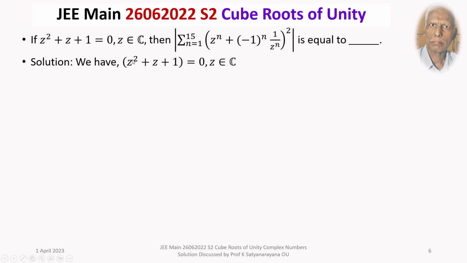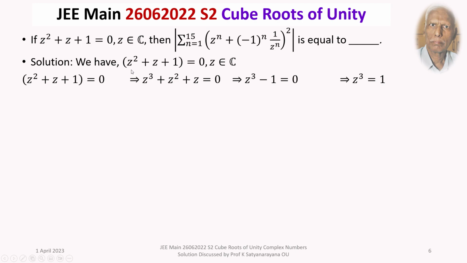We are given z square plus z plus 1 is equal to 0, where z is a complex number. Now take z square plus z plus 1 is equal to 0, multiply throughout by z, then you will get z cube plus z square plus z is equal to 0. Now z square plus z will be minus 1, because z square plus z plus 1 is equal to 0. Then this equation becomes z cube minus 1, that implies z cube is equal to 1.